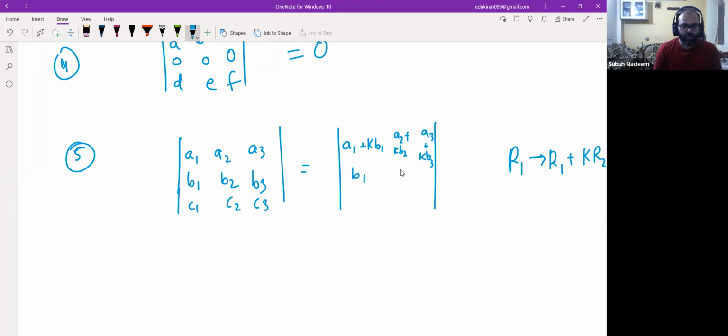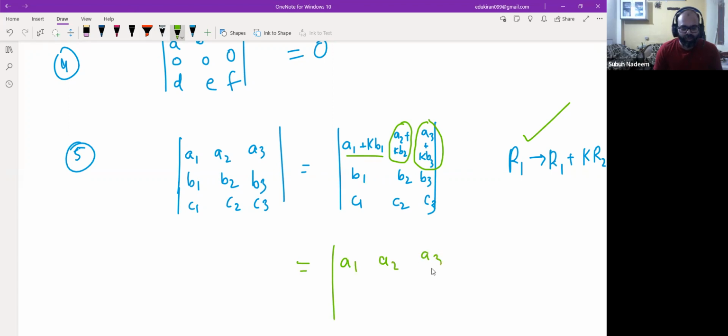And this will become B1, B2, B3, and this will become C1, C2, C3. As you can clearly see, the value is now changed in the first row because of this operation. But the value of the determinant will not change. Why is it happening so? Because you can write it as addition of two determinants, A1, A2, A3, B1, B2, B3, C1, C2, C3. This is how we do determinant addition.